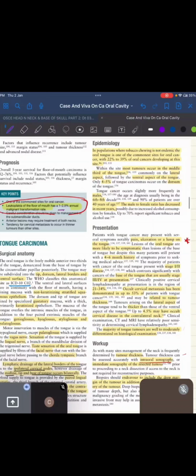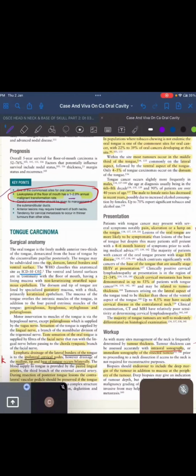So in investigation, what all things do you have to tell, sir? You have to mention examination under anesthesia. One. Second, biopsy. If you want to take it under anesthesia, that's okay. If you want to take it in the OPD procedure, that's also okay. Third will be radiological investigation. Normally, for the lateral border of the tongue and buccal mucosa, MRI is the radiological investigation of choice.